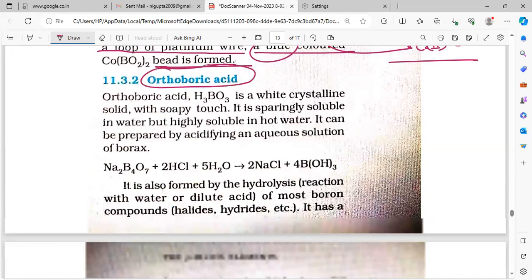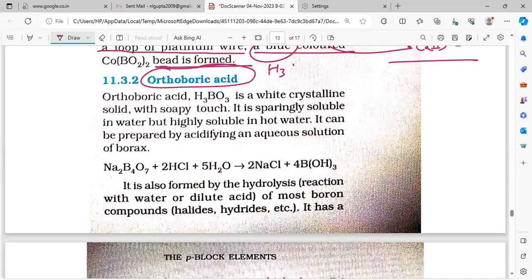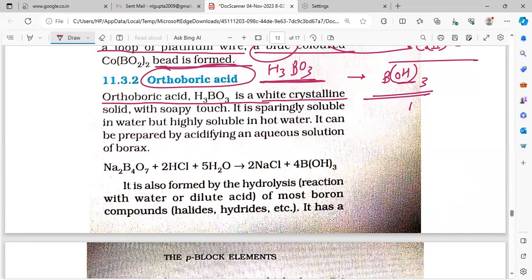Now see the next one, orthoboric acid, H3BO3. You can represent this as B(OH)3. Sometimes it looks like a base because OH is there, but it is not a base. Orthoboric acid H3BO3 is a white crystalline solid with a soapy touch. It is sparingly soluble in cold water, but highly soluble in hot water.